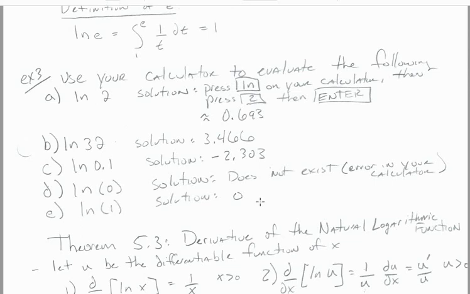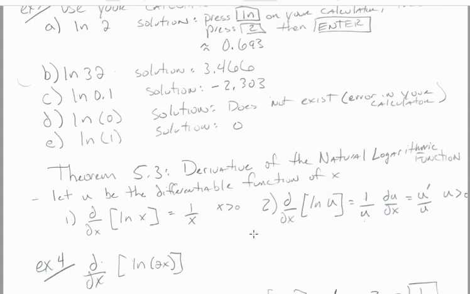So remember, the domain of natural log is 0 to infinity, but they're both in parentheses, which means we do not include that value. The graph tends to go to negative infinity there, but the natural log of 0 does not exist. Alright, and another one we've already kind of talked about that you need to know, the natural log of 1. If you use your calculator, you will get 0.